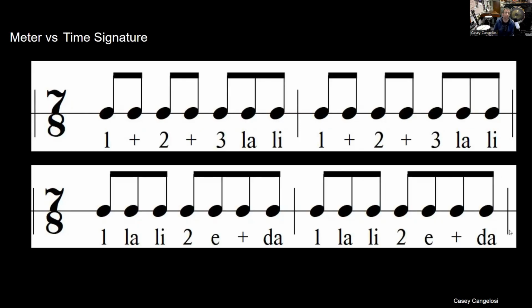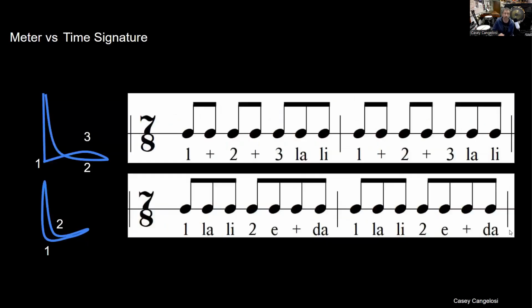The top one you will count 1 and 2 and 3 la li, 1 and 2 and 3 la li, and it's going to be probably conducted in that as well. 1 and 2 and 3 la li, 1 and 2 and 3 la li. As opposed to the bottom example, 1 la li, 2 e and 1 la li, 2 e and. The meter does affect how you count. So again, this will correspond to how the conducting pattern should be.